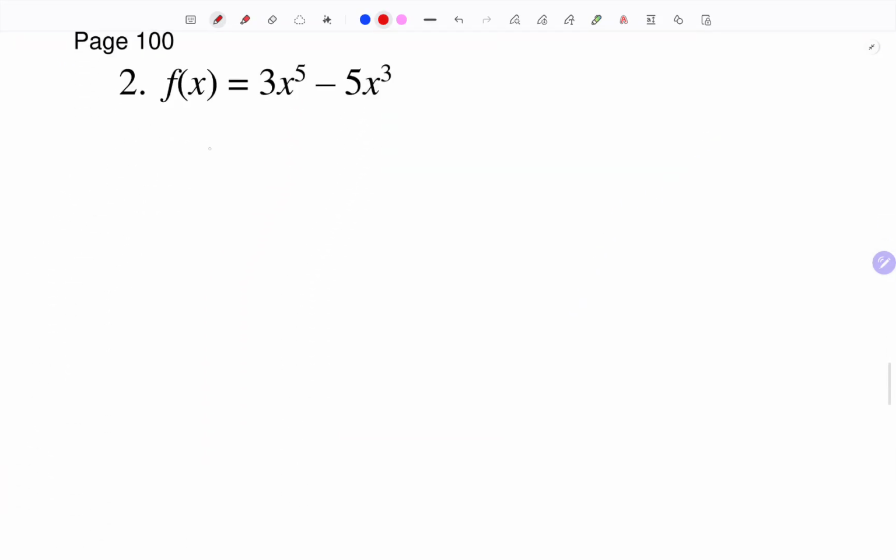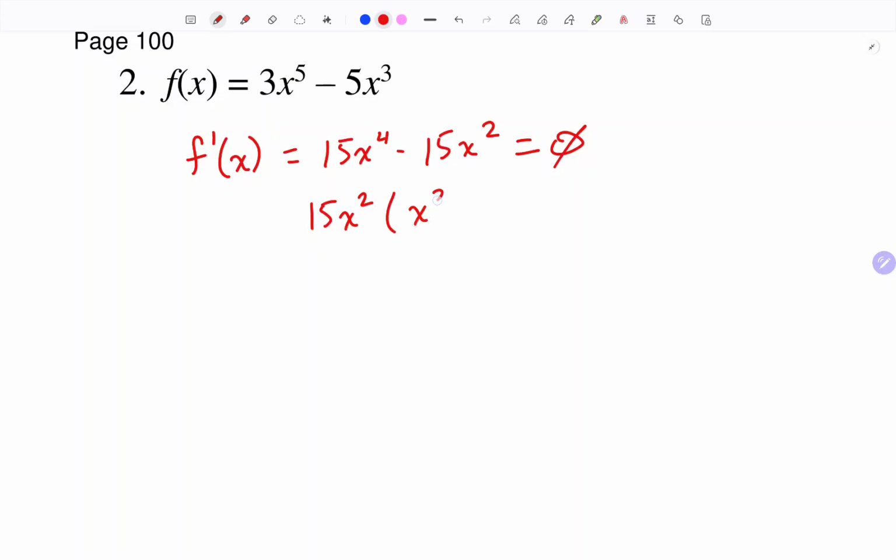So first step, we're going to write f prime of x, and that's going to be 15x to the fourth minus 15x squared. We're going to set this equal to 0. We can factor out a 15x squared here, and that gives us x squared minus 1 equals 0. Now basically what we're doing is we're taking this part and this part. Anytime we're multiplying, we take each piece, we set that equal to 0.